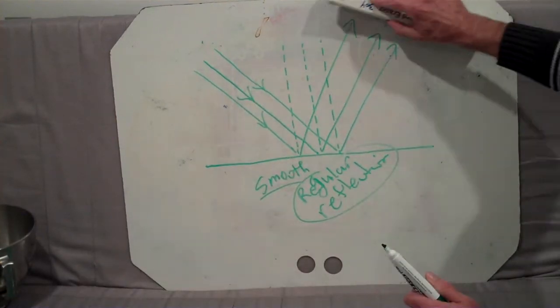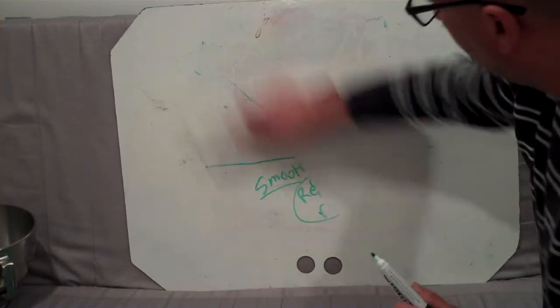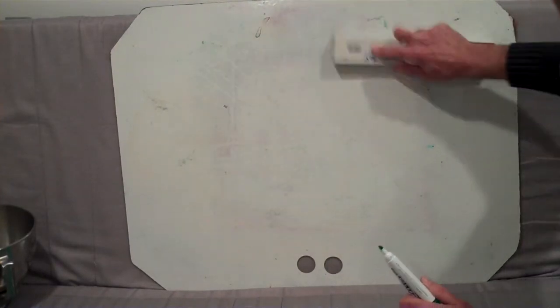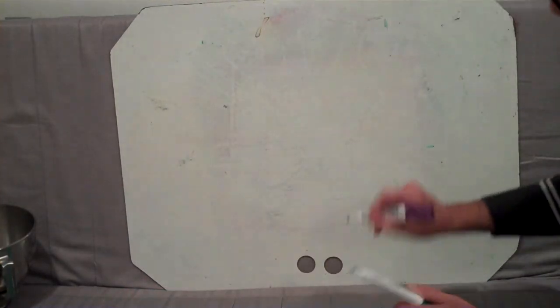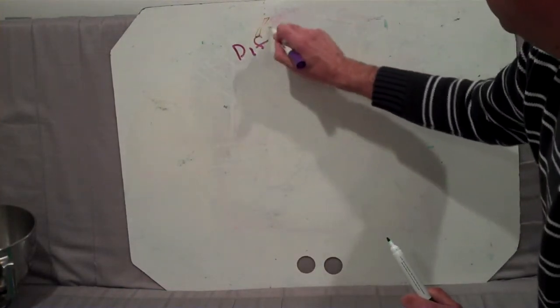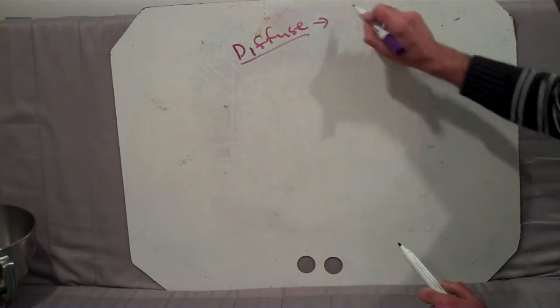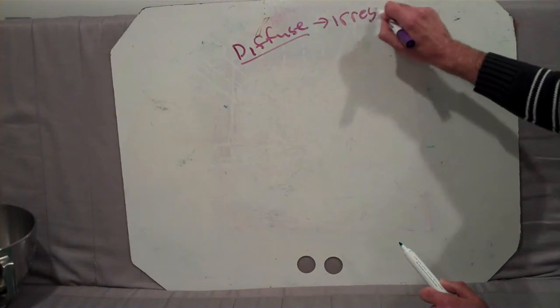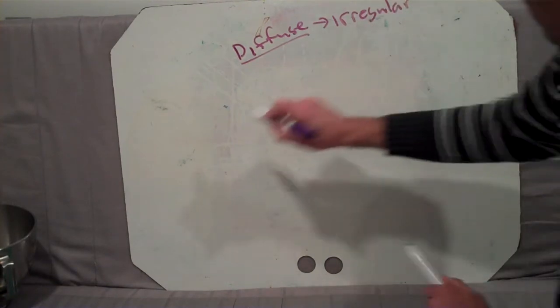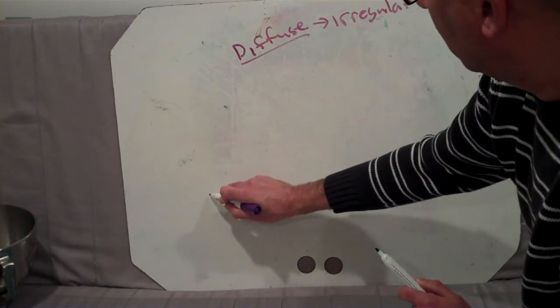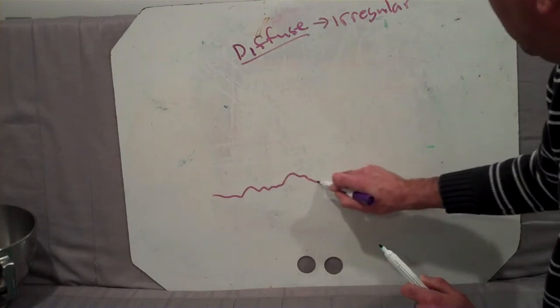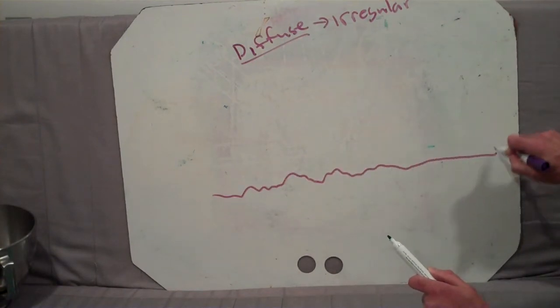Well, what is diffuse reflection? Diffuse reflection happens when the surface is irregular. So diffuse reflection is when the surface is irregular. Well, let's draw an irregularly shaped surface. It has bumps, it has all these grooves, just like that.